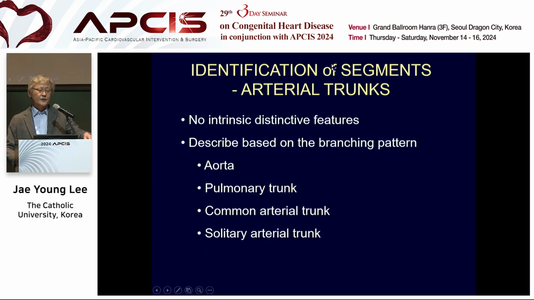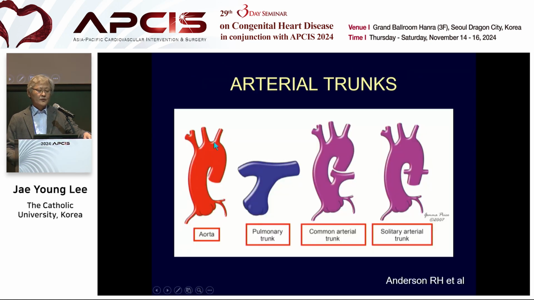Next, the arterial trunks. Arterial trunks have no intrinsic features, so we describe them based on the branching pattern. A great artery that gives rise to the systemic arteries is the aorta. The one with pulmonary branches is the pulmonary trunk. A common arterial trunk gives rise to the aorta, pulmonary artery, and also the coronary artery. This is a common trunk. A solitary arterial trunk occurs, in the case of pulmonary atresia, when there is only one outflow tract.